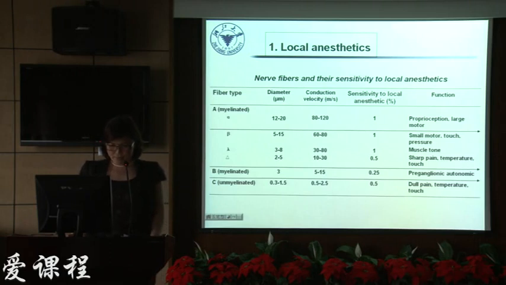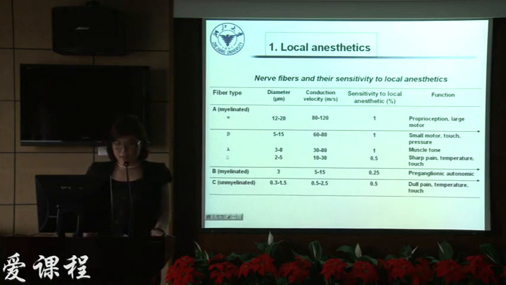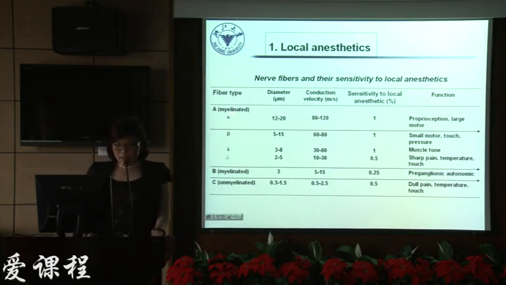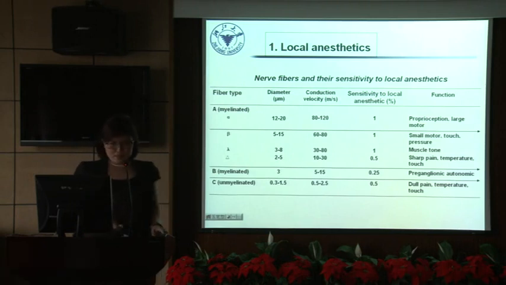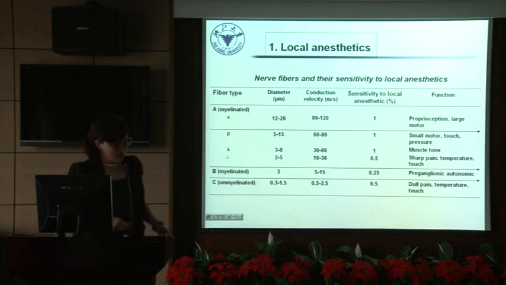And this chart is about nerve fibers and their sensitivity to local anesthetics. We can see the different types of nerve fibers. Some are myelinated and some unmyelinated. And they have different diameters, right? And their conduction velocities are different. And the sensitivity to local anesthetics is also different, right? And the function is different.